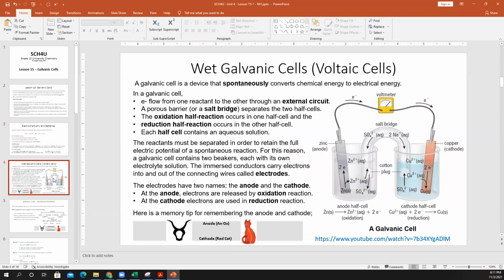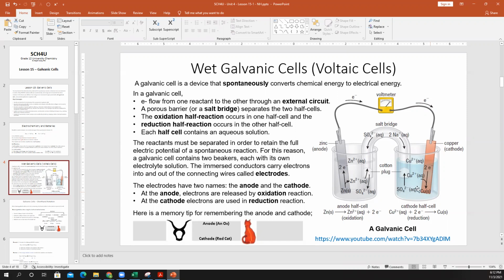Okay, so now let's talk about the galvanic cell. Here in a galvanic cell, we have a device that spontaneously converts chemical energy into electrical energy. In this galvanic cell, and the setup is shown here, we have electrons flowing from one reactant to the other through an external circuit. So here I'm showing the direction of the flow of the electrons from zinc to the copper.